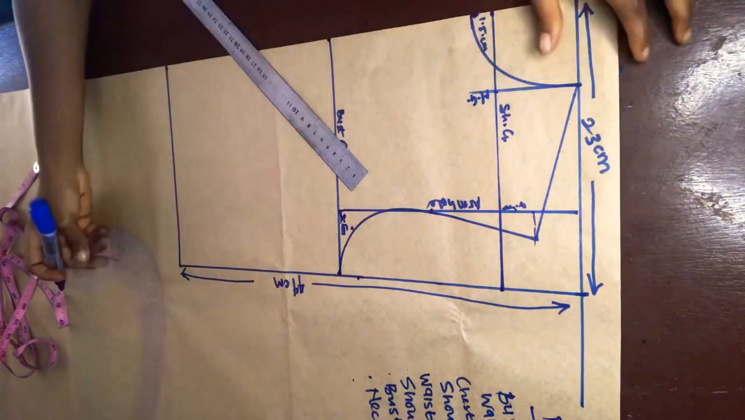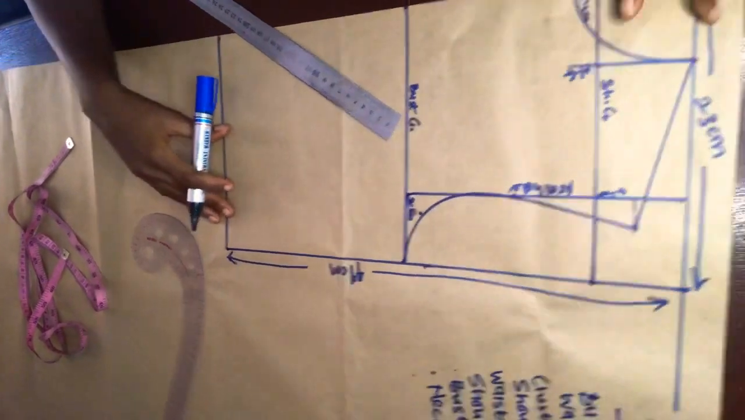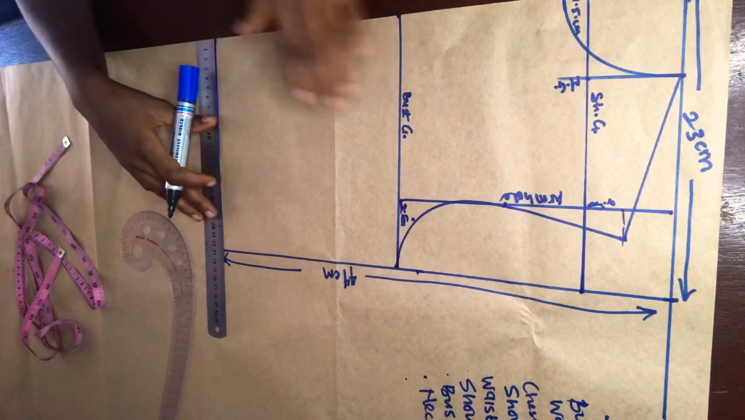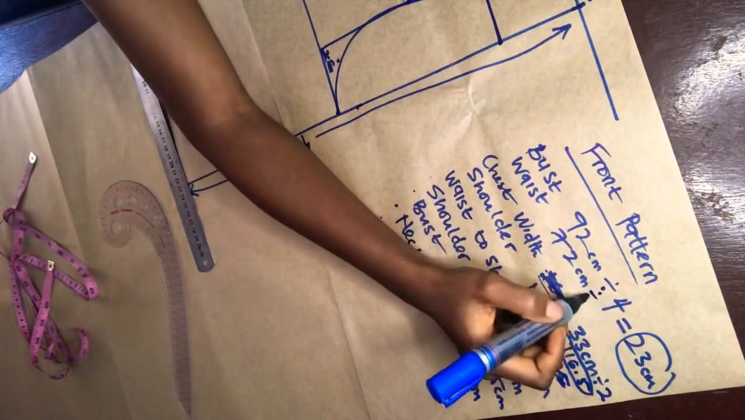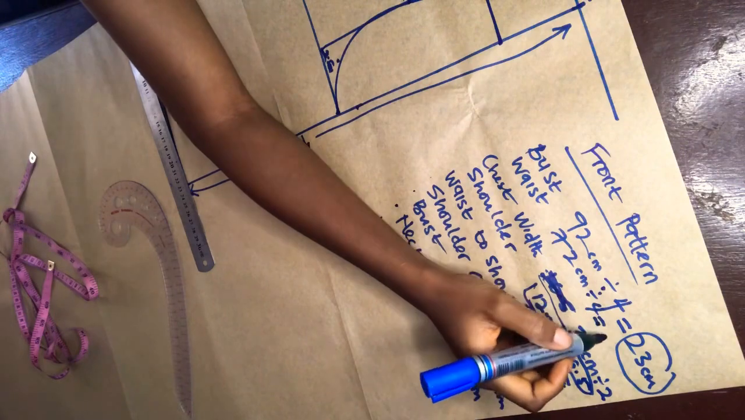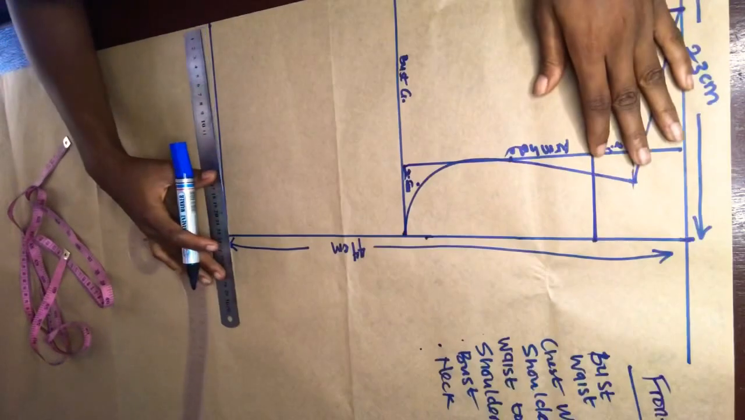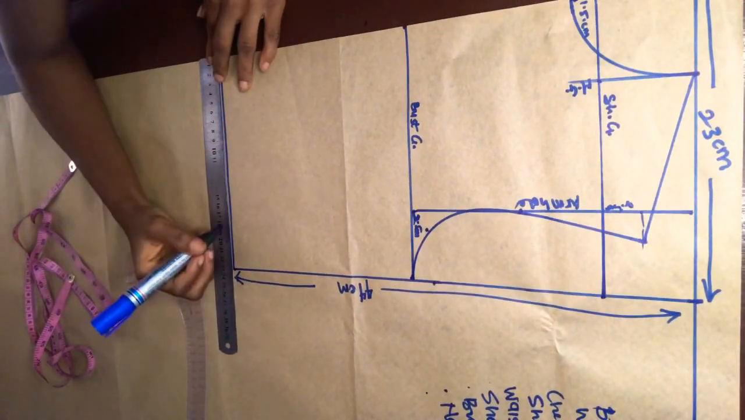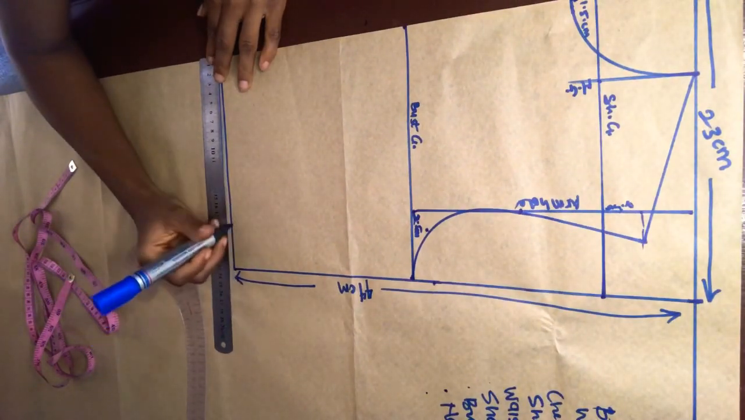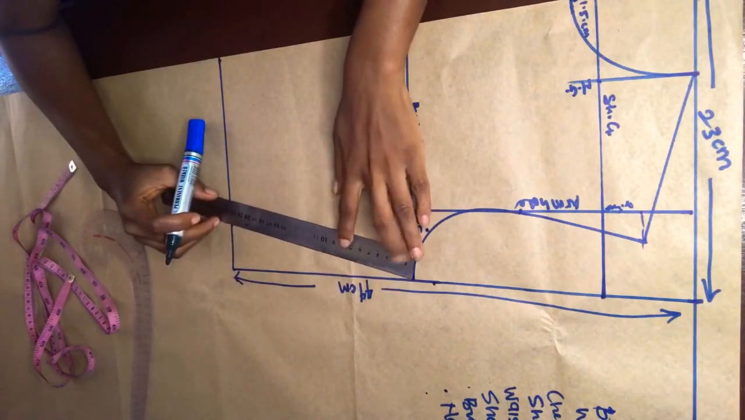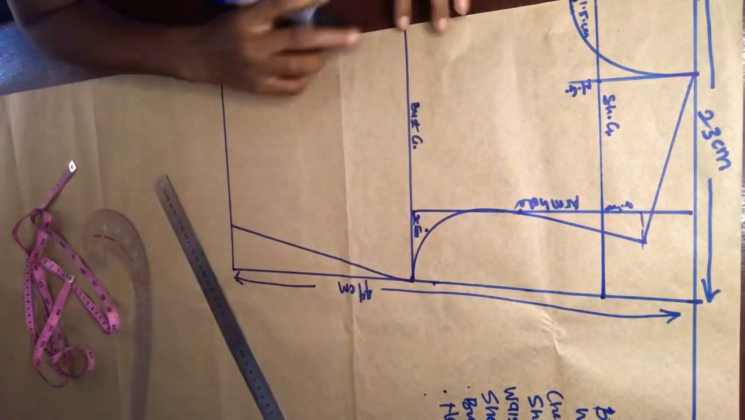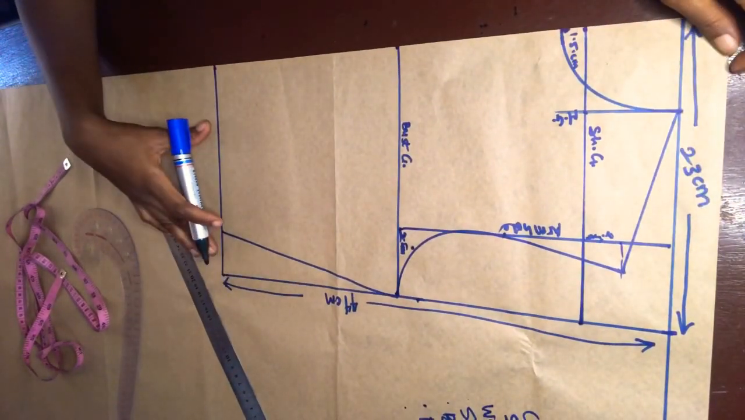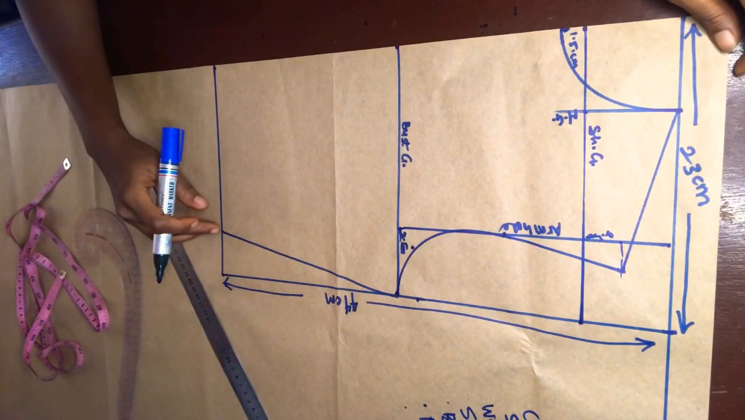We are going to measure out our waist measurement now, using our waist circumference divided by 4 and marking it out on the waistline. Waist circumference is 72, divided by 4 is 18 centimeter. So 18 centimeter will be marked out down here, and we are going to slant it down to the bust guideline. Remember, our block is divided by 4 already, so that line is already 23 centimeter and our waistline is 18 centimeter.